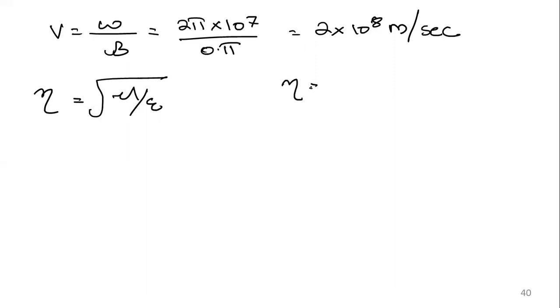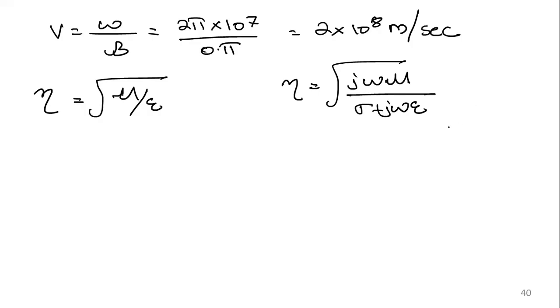Then eta can be written as root of mu by epsilon. So eta is equal to root of j omega mu by sigma plus j omega epsilon. You know that for a dielectric medium, and here they are talking about a dielectric, so sigma is equal to 0 for them.